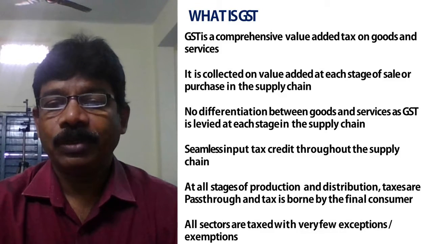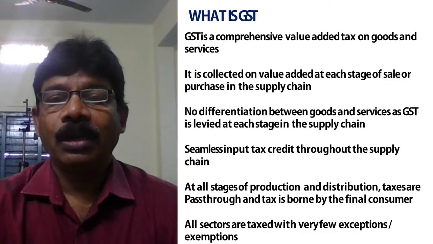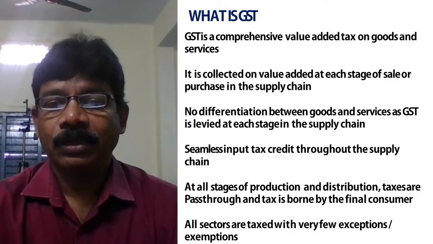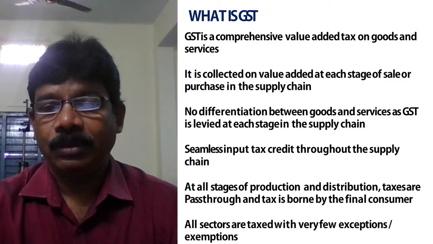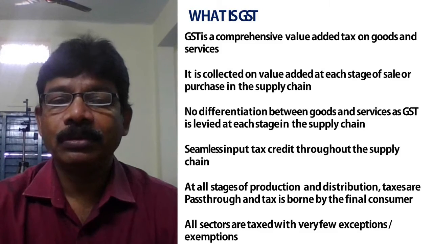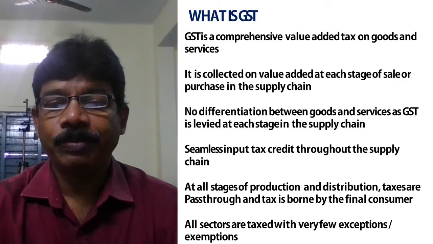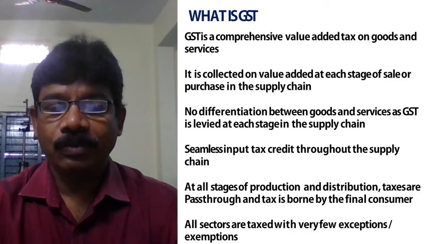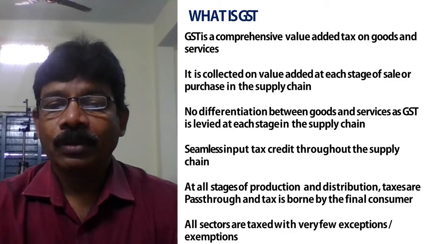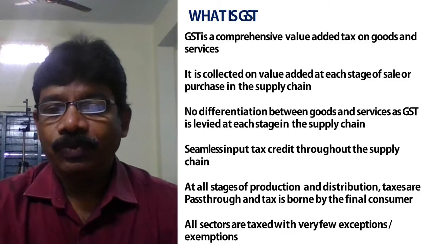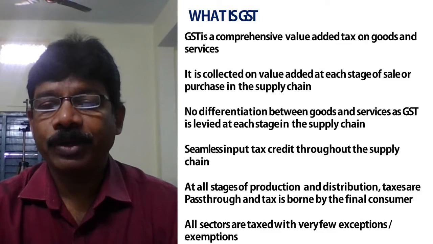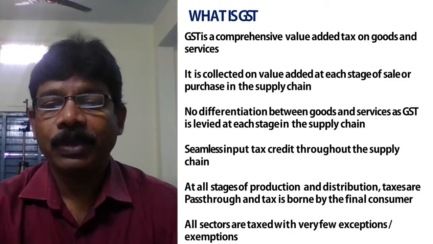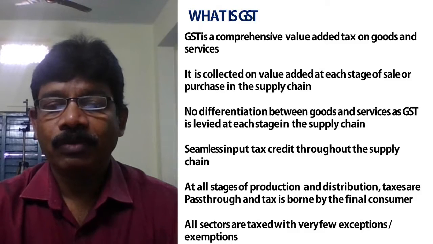Seamless input tax credit through the supply chain: the trader collects tax on sales and pays tax on purchases. He will collect the tax and reimburse the tax on his purchases. The balance amount will be payable to the government. Overall, GST is totally information technology enabled. At all stages of production and distribution, taxes are passed through and tax is borne by the final consumer.